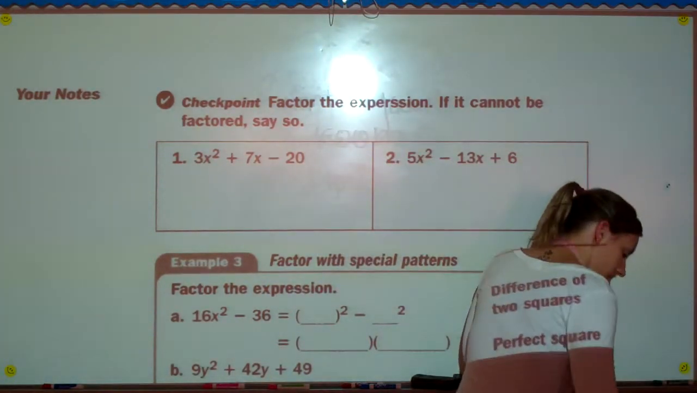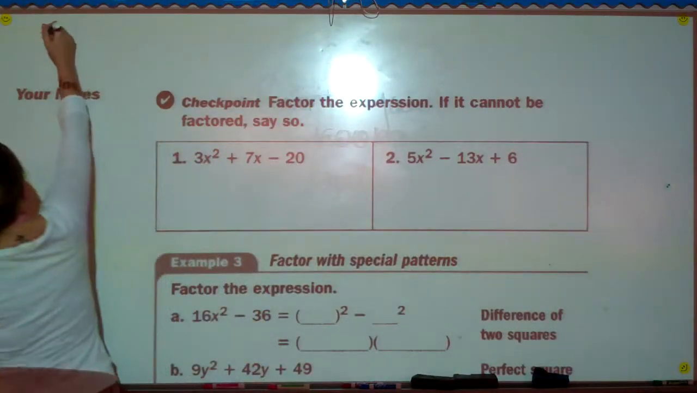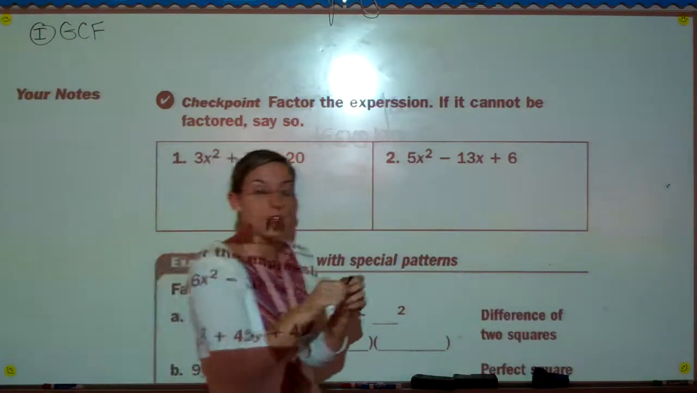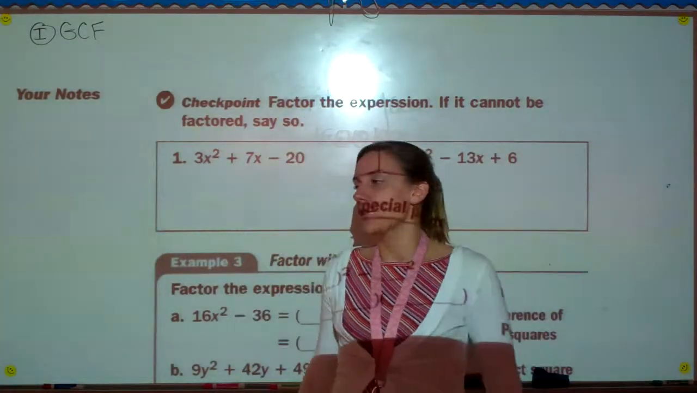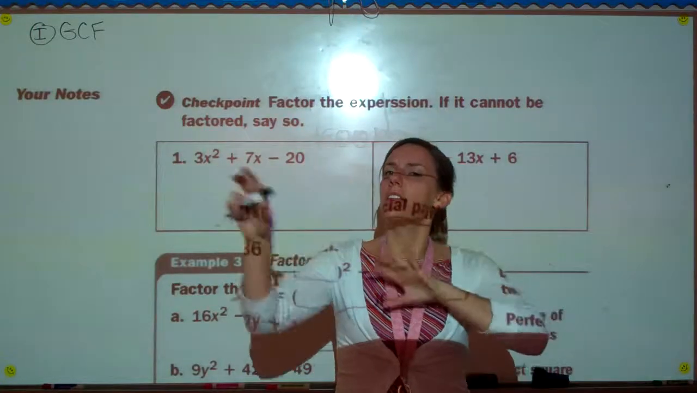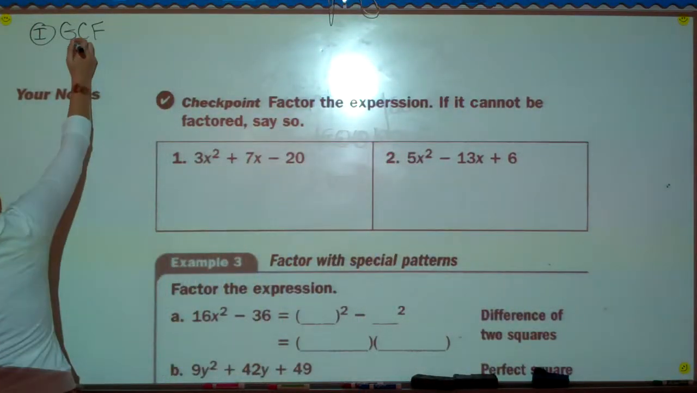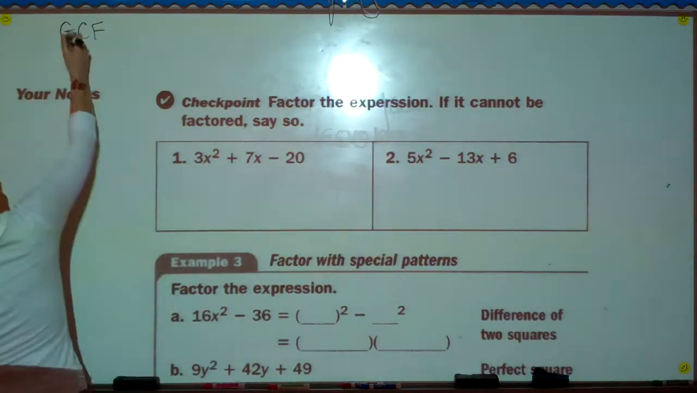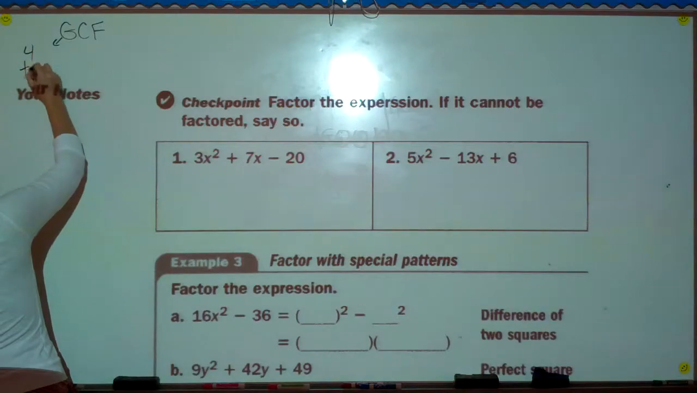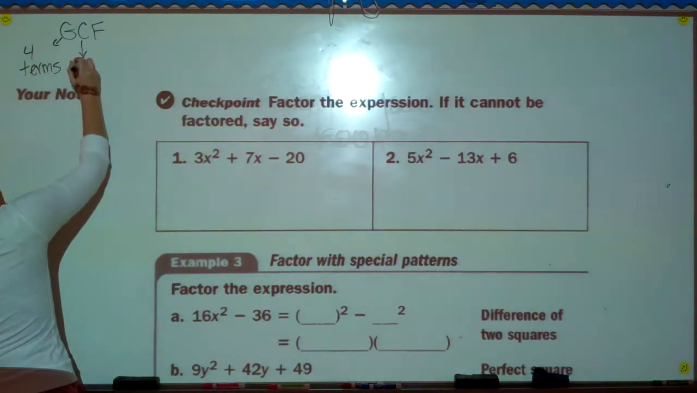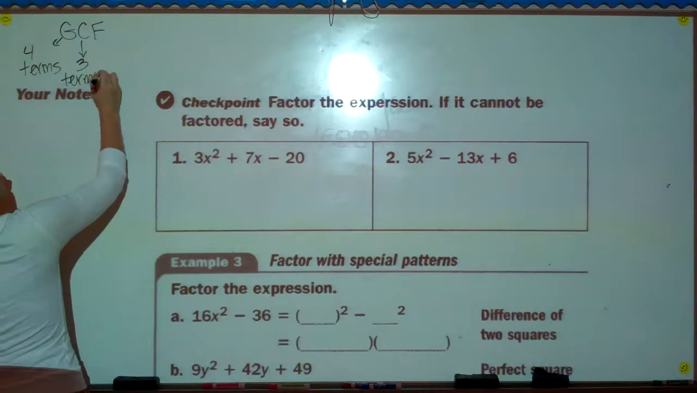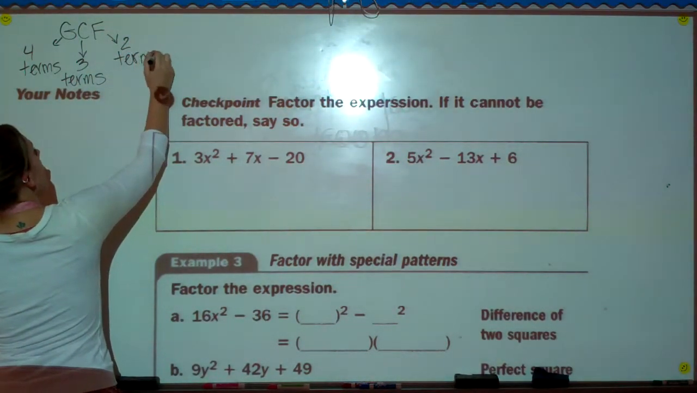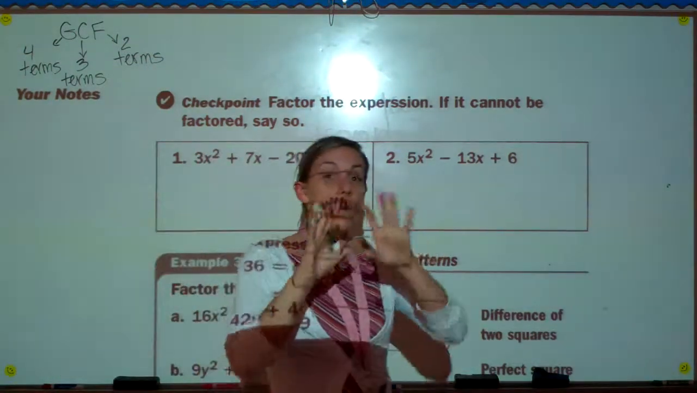Let me write that down. So we talked about GCF, dividing out a greatest common factor, that's at the very top of your flow chart, and then there are different directions, and we've done a little bit of each direction. One direction was 4 terms, one direction was 3 terms, and then one direction was 2 terms. Okay, and we're going to put all of this on your flow chart.